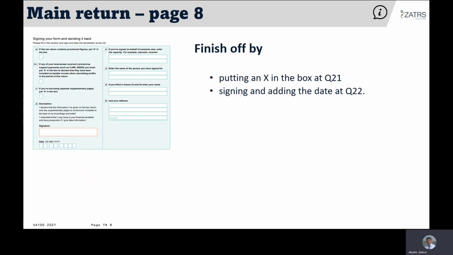Now onto the final page, again we tell them that we are including supplementary pages, which we will come on to with the next slide. So we have put a cross in the box at question 21 and then make sure that you sign in the signature box and date it at question 22.